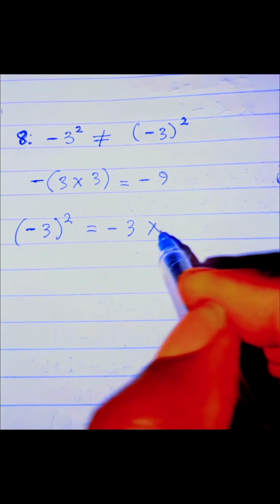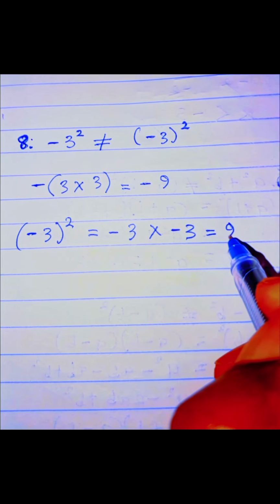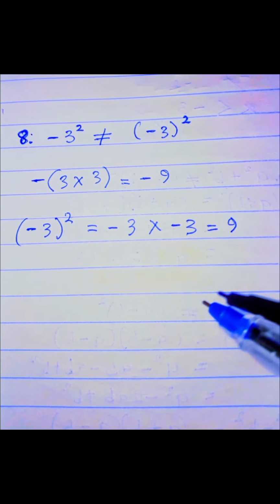So guys, minus 3 squared is not equal to open bracket minus 3 close bracket all squared. These are not the same. They're not the same at all. Now this negative 3 you're seeing here, raised to the power of 2, means negative, open bracket, 3 times 3, close the bracket, which is going to give you negative 9. But this right here means negative 3 all squared is equal to negative 3 times negative 3, which is going to give us positive 9, which is also 9. So just take note of the differences.